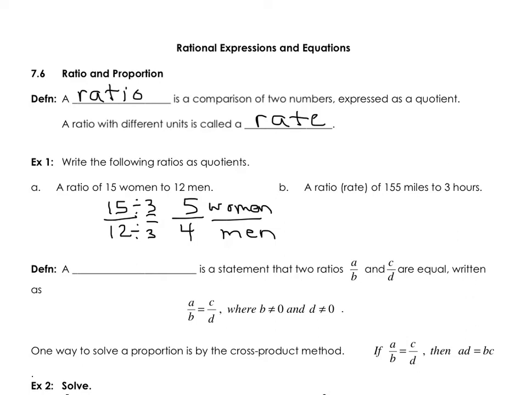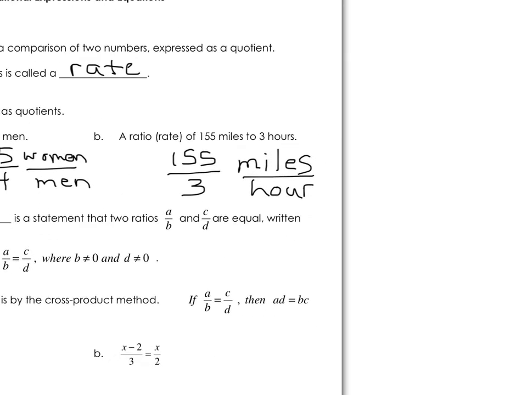A ratio or rate of 155 miles to 3 hours. 155 miles to 3 hours, that's a rate. Miles per hour. Can you simplify that? What is 155 divided by 3? 51.67 miles per hour.